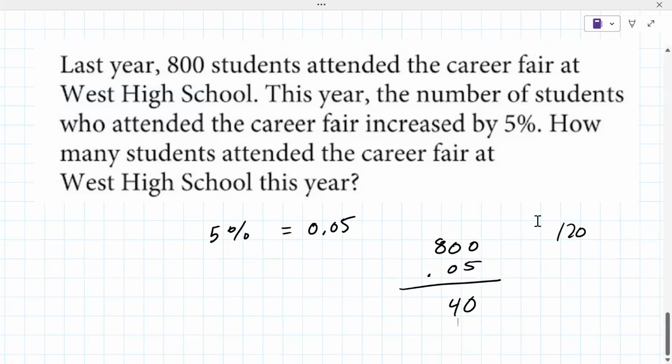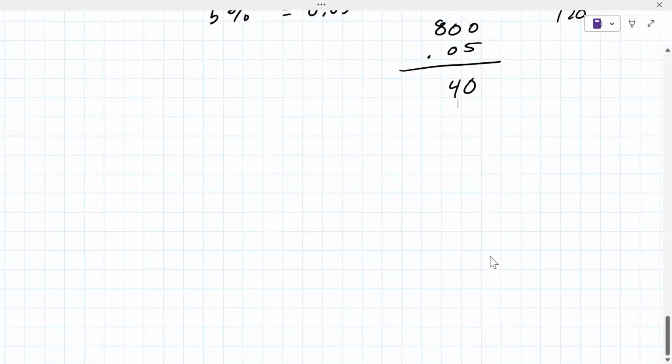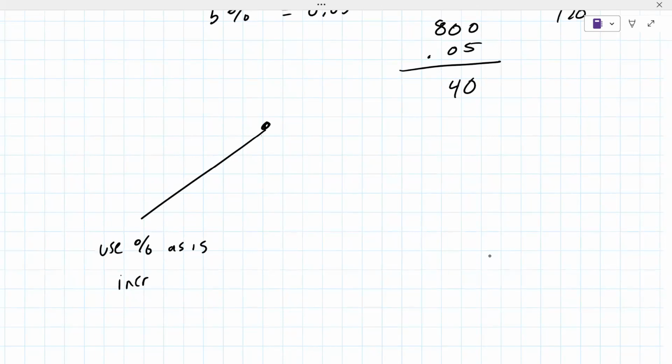And then I added one to 0.05. Okay, so you have to decide on the approach. That's what we've been talking about. That's where your mistake is. You're either going to use the percent as is, get the increase in this case, and then add it to the original.